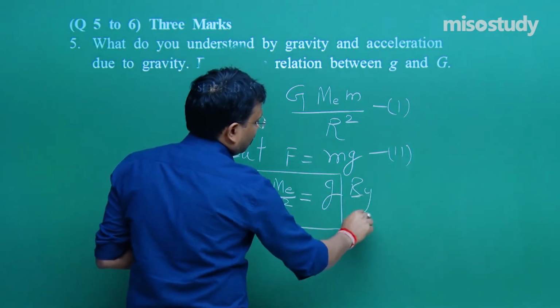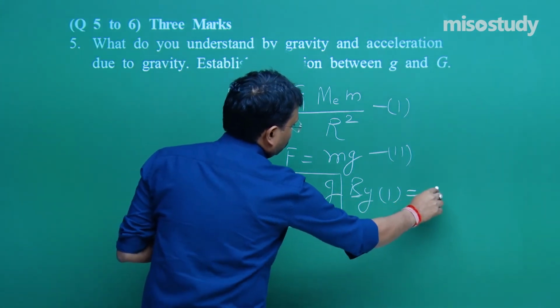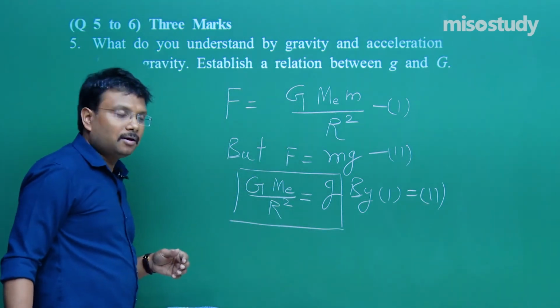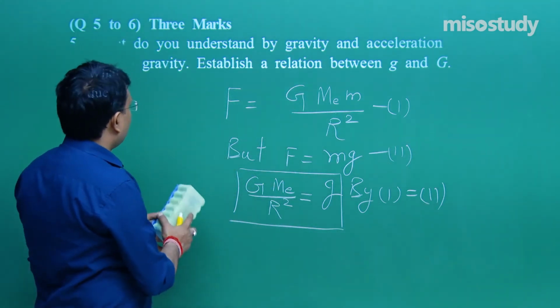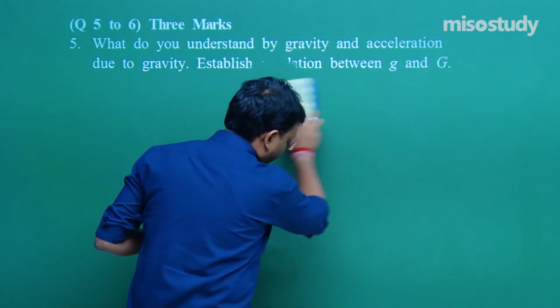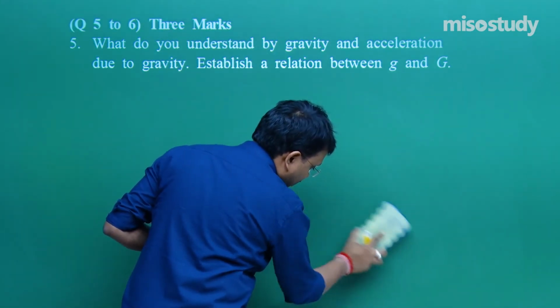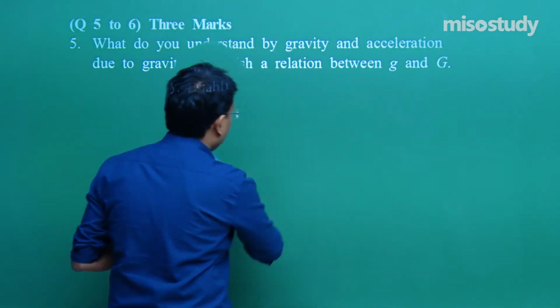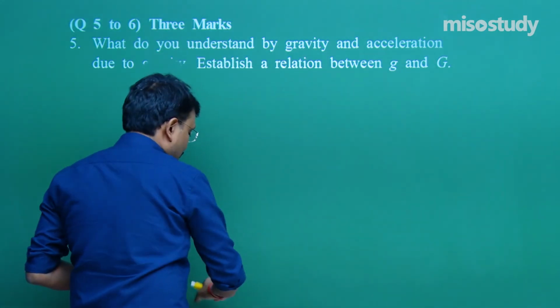g equals G M E by R square. Simple, fine. So, this way you can attempt these type of 3 marks questions, and if you provide the answer in this manner, definitely you will get the full 3 marks.